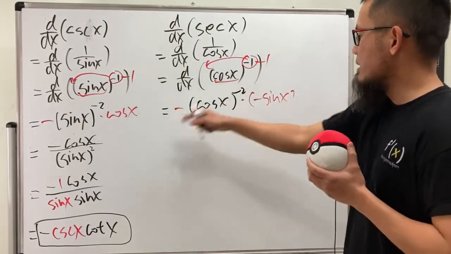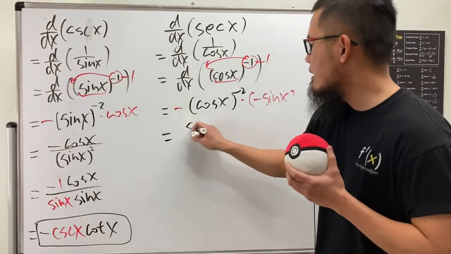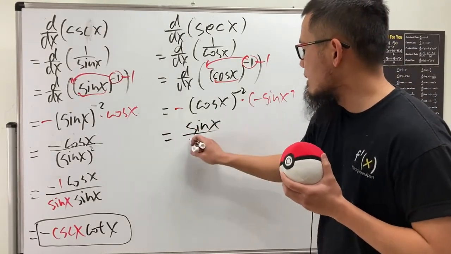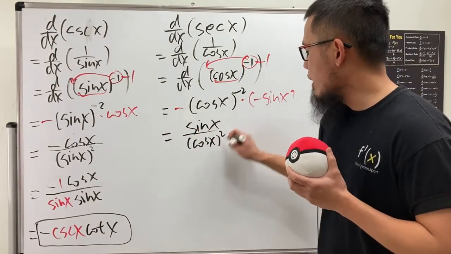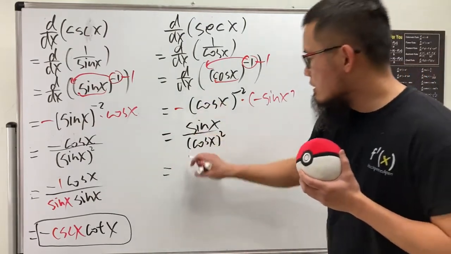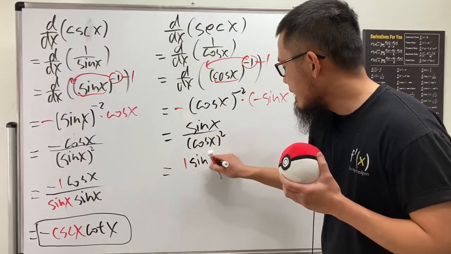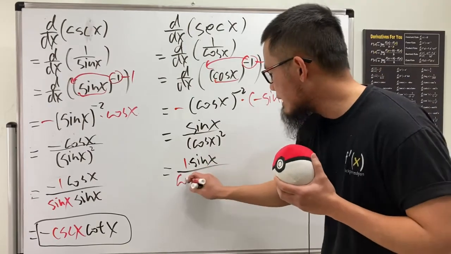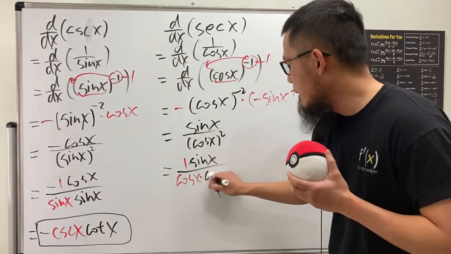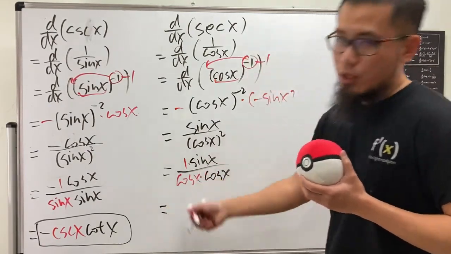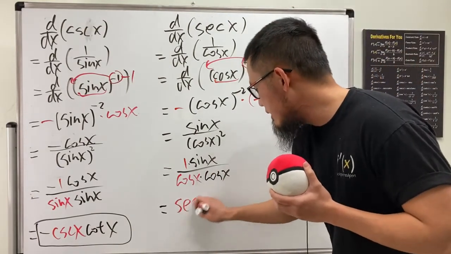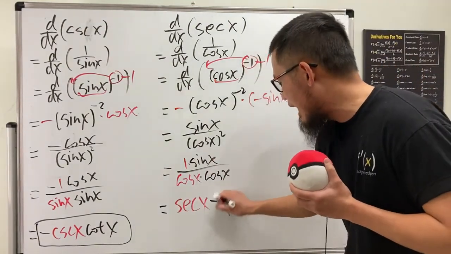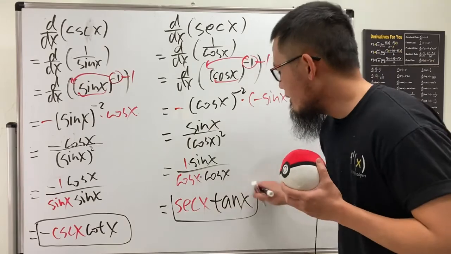In this case, negative times negative is positive, so we just have positive sine on the top, and then over this guy on the bottom, which is cosine x squared. Again, we'll do the similar thing. So this right here becomes 1 times sine x, and then over the first cosine will be in red, and the next cosine will be in black. And as you can see, 1 over cosine is equal to secant, so let's put down sec x, and then for the next one, we will have tangent x. Aha, we are done.